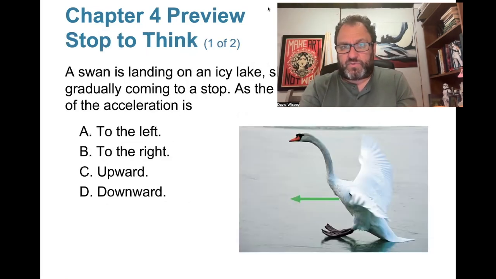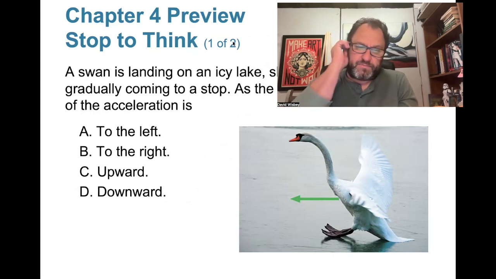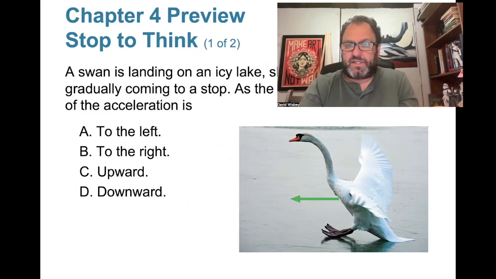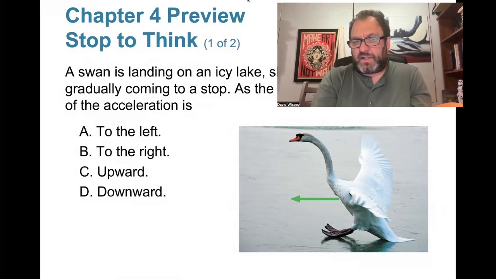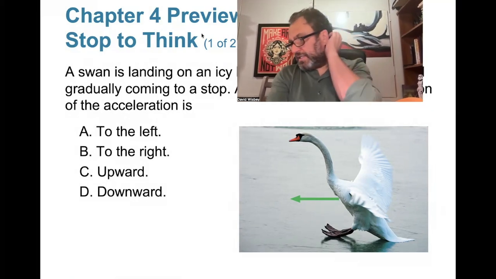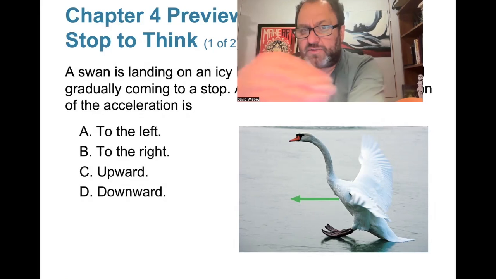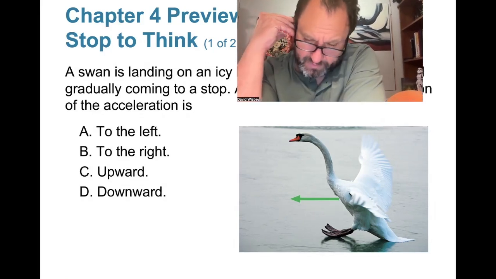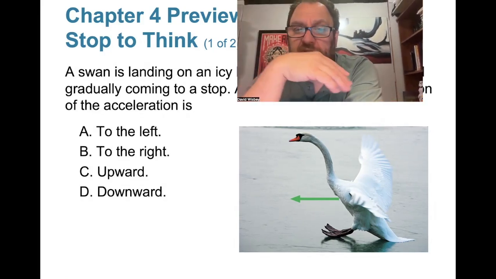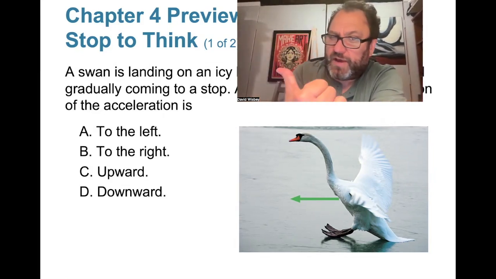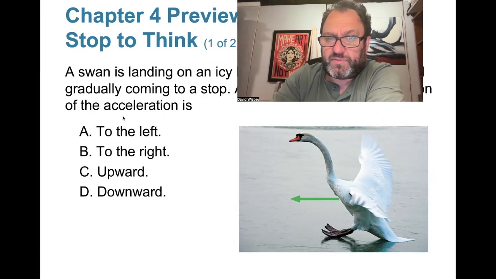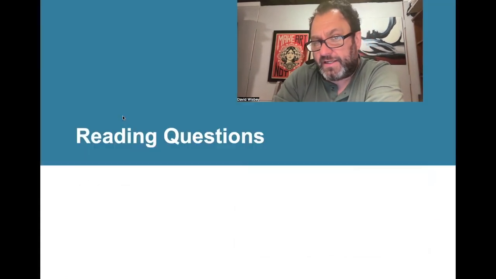All right. A swan is landing on an icy lake. And she is sliding across the lake and gradually comes to a stop. As the swan slides, the direction of acceleration is, well, she's moving to the left on my screen, and so she comes to a stop. That means that the acceleration had to be pushing back the other way. So acceleration was pushing against her motion to get her to stop. So it's to the right.